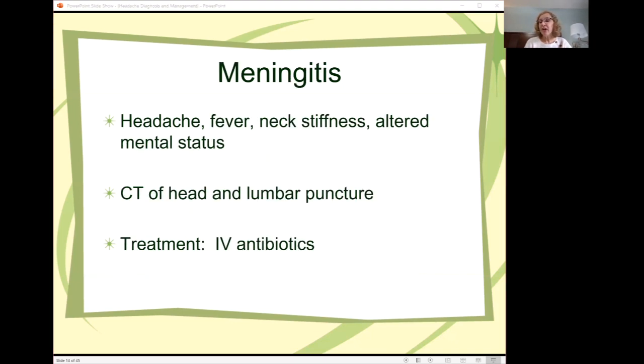Meningitis can be bacterial, viral, fungal, parasitic, or even have a non-infectious cause. The classic triad includes headache, fever, and neck stiffness. Be particularly suspicious of this if the patient is immunocompromised, keeping in mind that diabetic patients are immunocompromised.